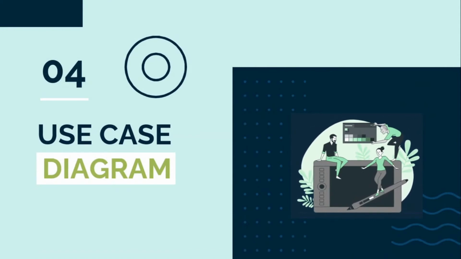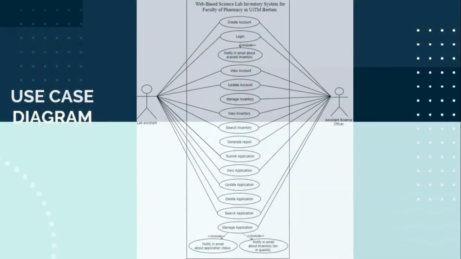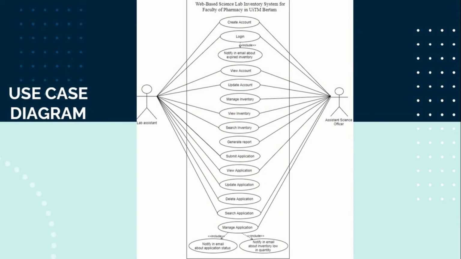Use case diagram. There are 2 users for this system. Each user has their own functionalities. All of these functions will be explained in detail in the system demonstration.